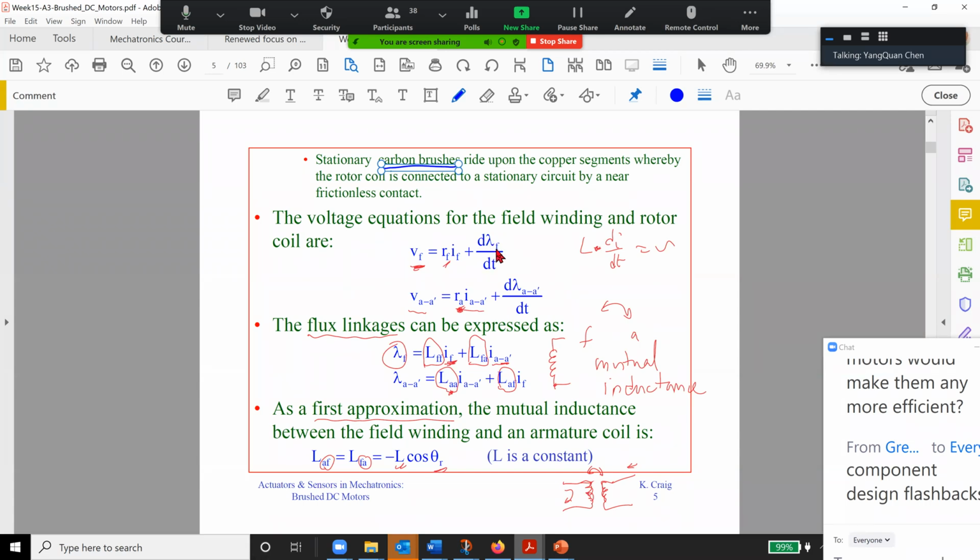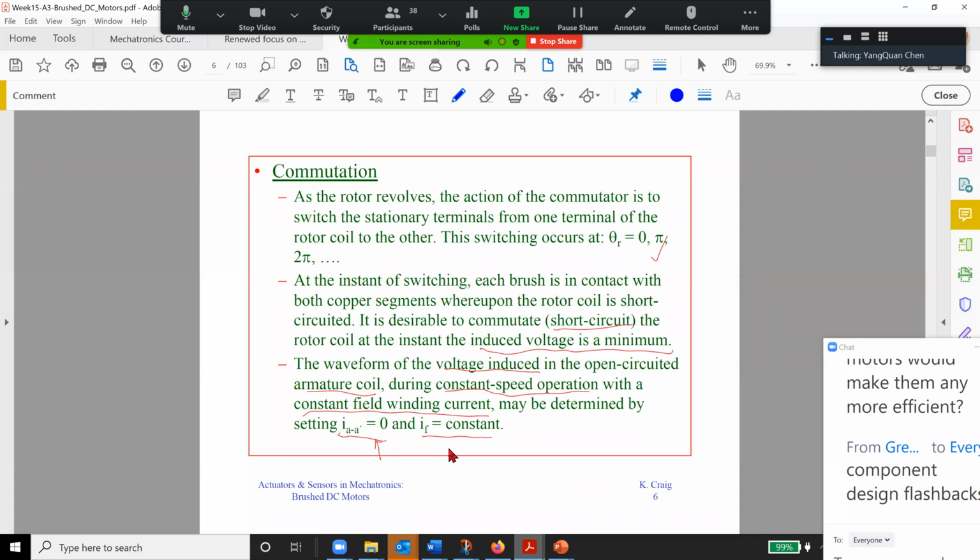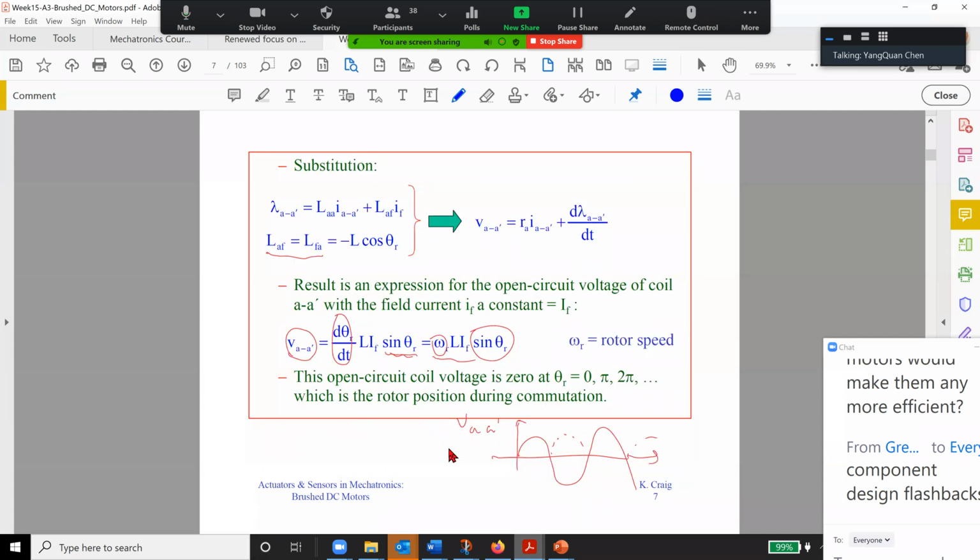Here we are using a flux, but remember this is L_D lambda. Lambda is actually the field and armature coupled inductance. Then you have the field-to-field self-inductance. It's called self-inductance.